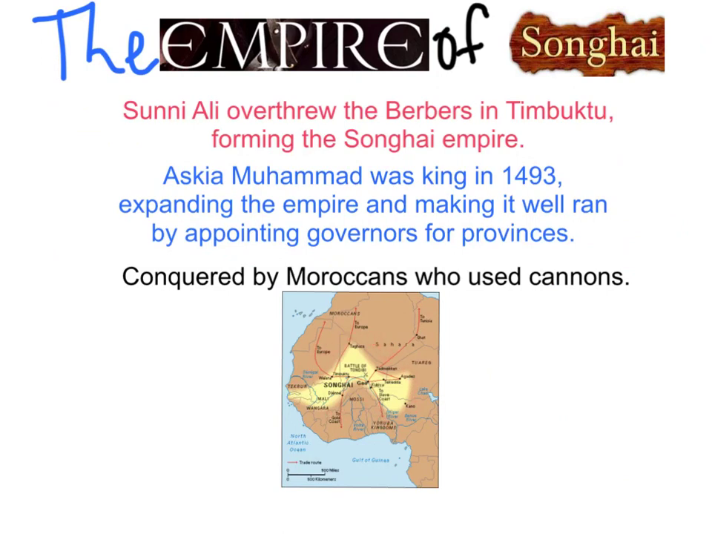Eventually, Songhai will be conquered by a group of people from North Africa called the Moroccans, as you can see right up here. And the Moroccans used a new weapon that the people of Songhai had never seen before, a cannon. That's how they were able to defeat Songhai.